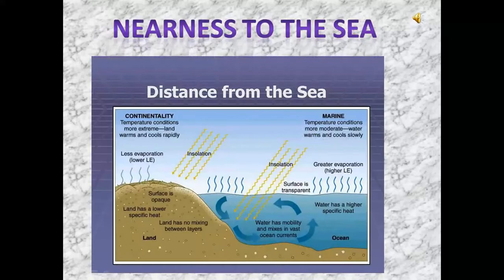The next factor is the nearness to the sea. When we talk about nearness to the sea, we mean to say that the temperature around the coastal areas remains the same throughout the year. That is, during the summers and during the winters, it is cool and pleasant. This is called continentality. That means temperature conditions are not extreme, as land and water cool rapidly. Therefore, the temperature remains the same.